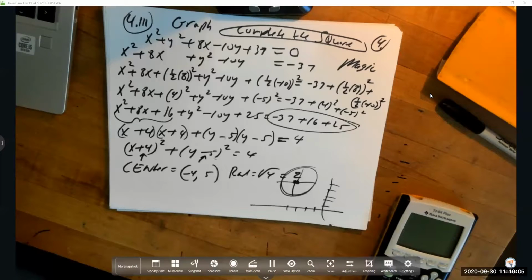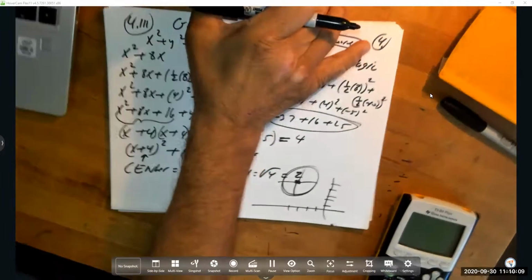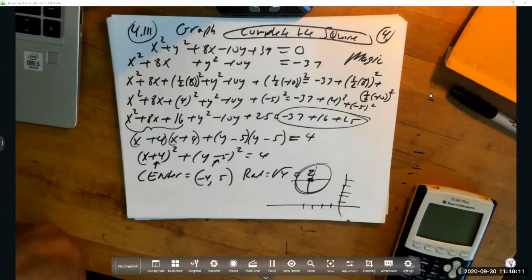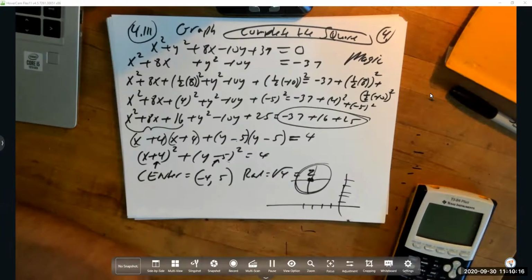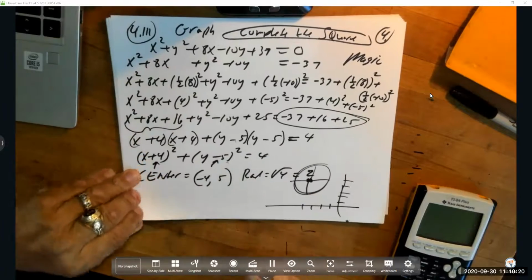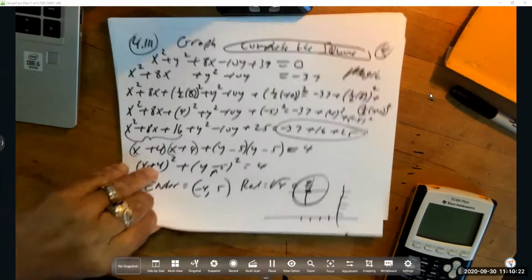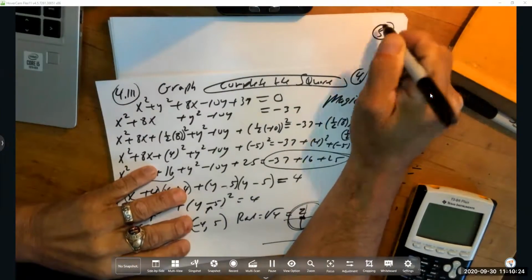Okay, let me do another one. Let me just change the number, okay? Same problem, I'm just going to put new numbers. Same problem, new numbers. Okay. I'm going to go to the next one. And like I said, I'm recording these so you can look at them again. If you need to look at them, you can look at them again.